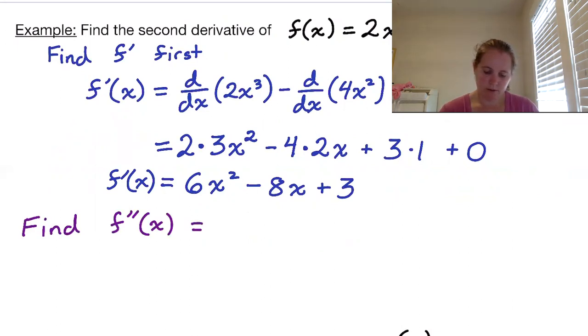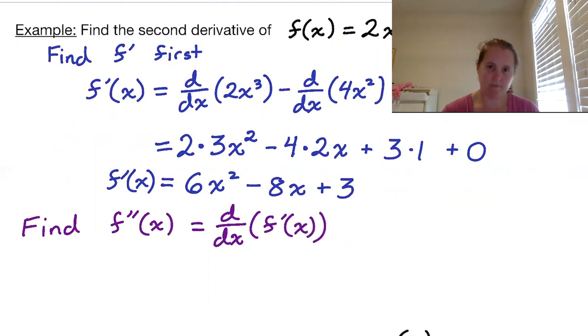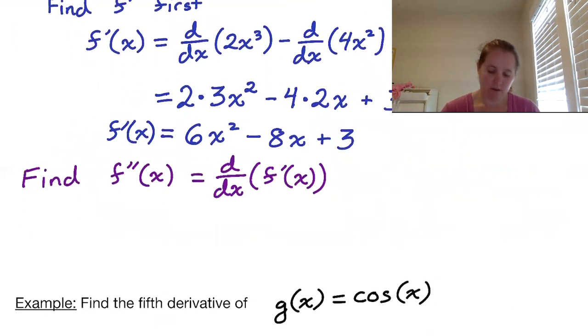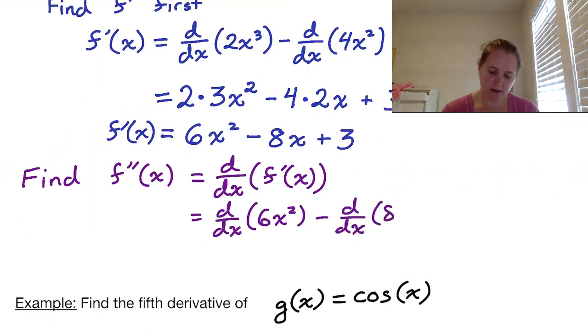So we know that this should be the derivative of f prime of x. So we need to take the derivative of 6x squared minus the derivative of 8x plus the derivative of 3.